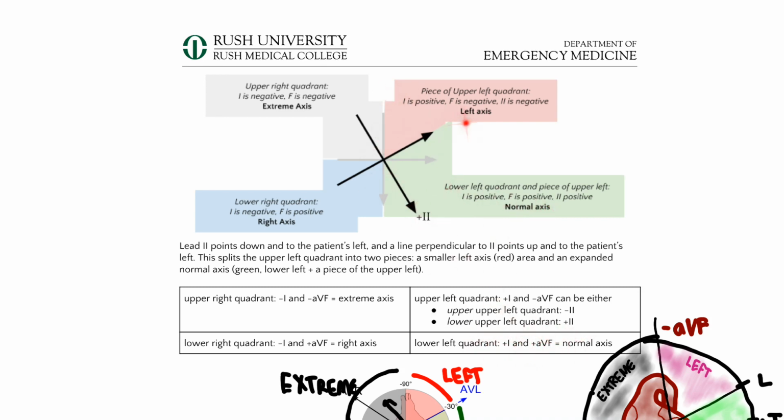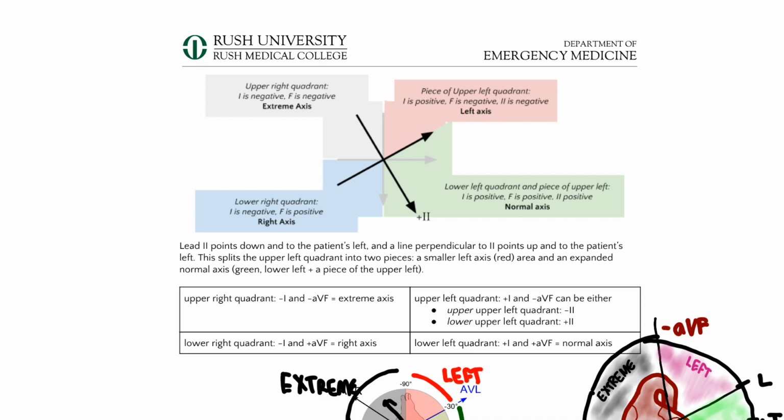And if we are up in this one where I is positive and aVF is negative, then it can be either left or normal, and we have to look at II. And if II is mostly positive, then we know we're on the green side. And if II is mostly negative, then we know we're on the red side, left axis.